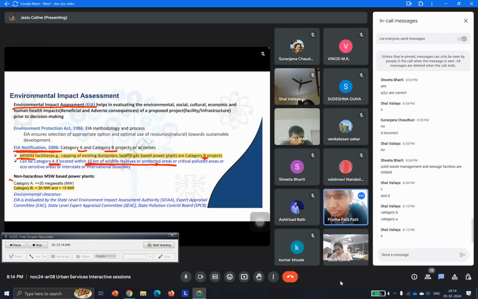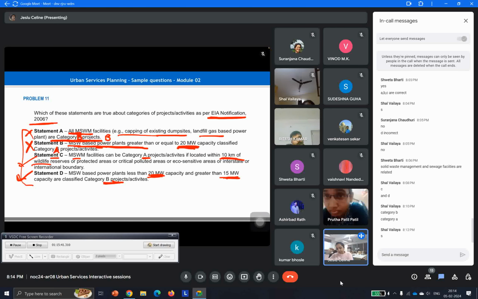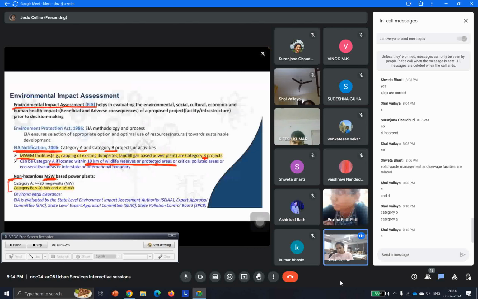Now, in terms of non-hazardous MSW based power plants, the A and B division is based on the megawatts. Anything above 20 megawatts is category A, and something between 15 to 20 is category B. In the previous question, these things were jumbled up. You might have got confused with statement B, which said that MSW based power plants greater than 20 is category B, but that is category A, because anything above 20 is category A.